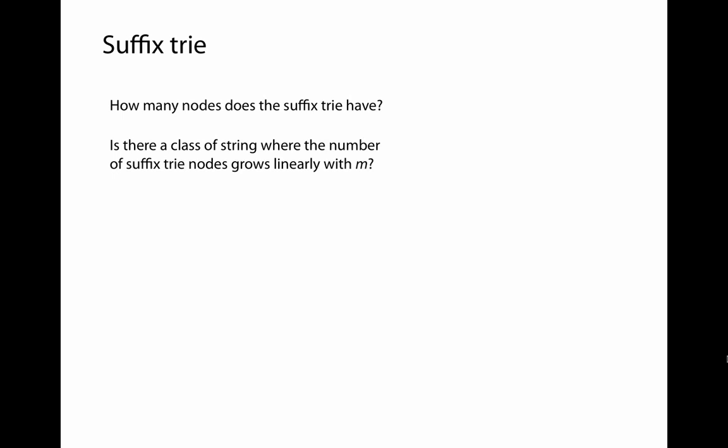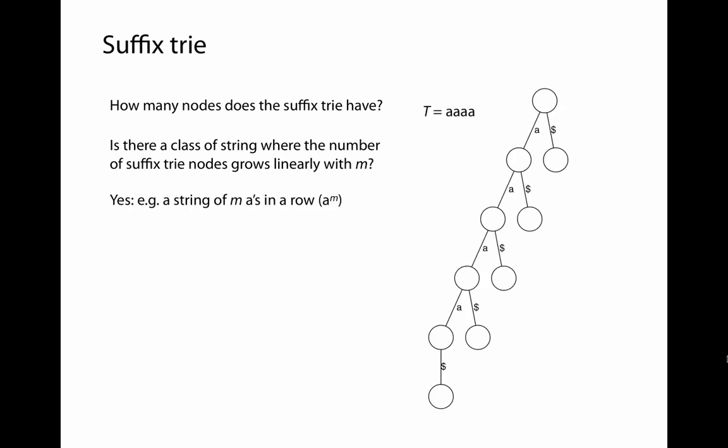So let's be optimistic and ask whether there's a class of strings that we can write down where the number of nodes in the suffix trie for strings of that class grows linearly with the length m. Such a class would just be the class of strings that have the same character repeated m times in a row, for example, the character a repeated m times. Shown on the right-hand side here is a suffix trie for the string t equals aaa.